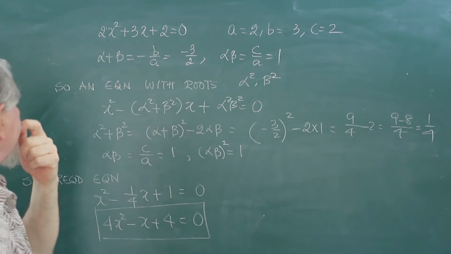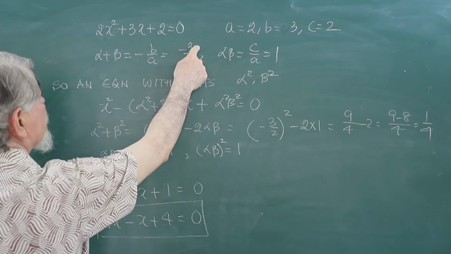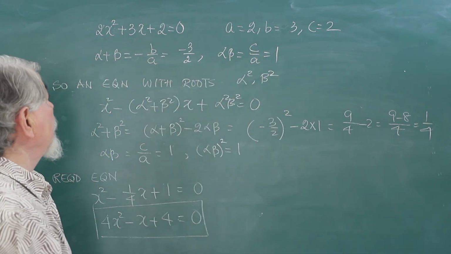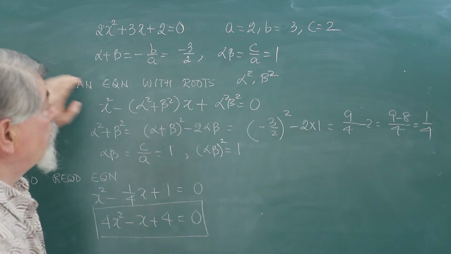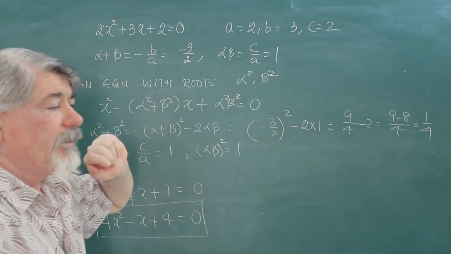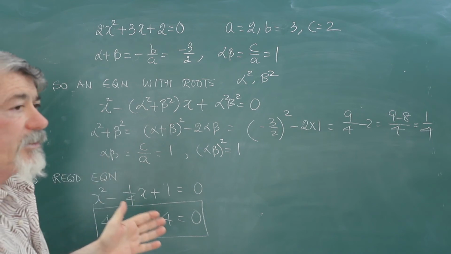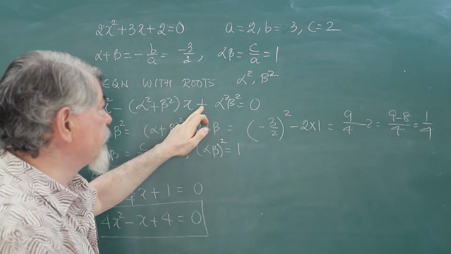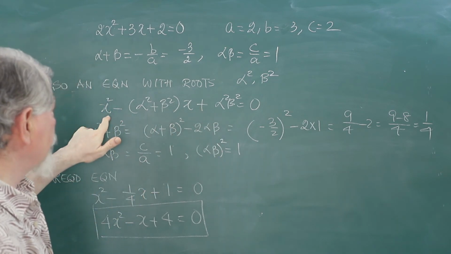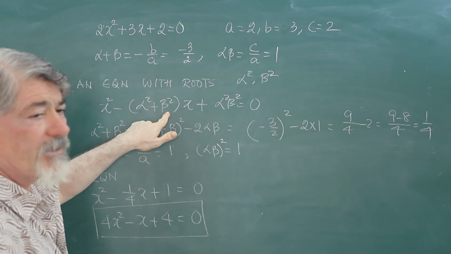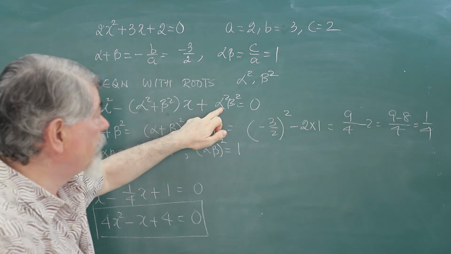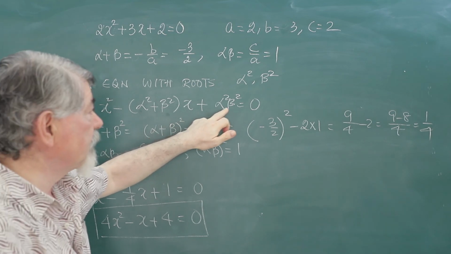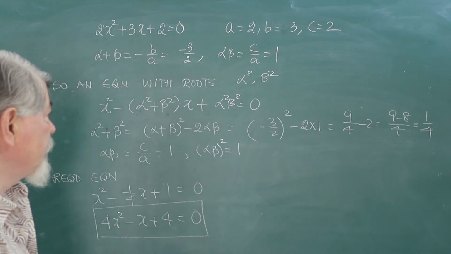So alpha plus beta is minus B upon A, which is minus 3 upon 2. Alpha beta is C upon A, which is 1. I have to form an equation with roots alpha square, beta square. I told you that the quadratic equation is x square minus sum of the roots into x plus the product of roots. So here the sum of roots means alpha square plus beta square into x, and because roots were alpha square, beta square, the product is alpha square beta square, is equal to 0.